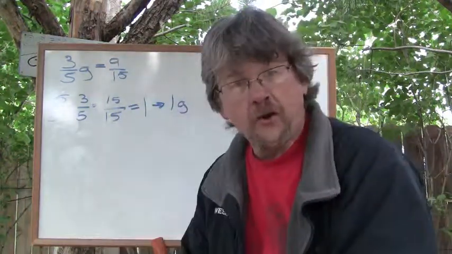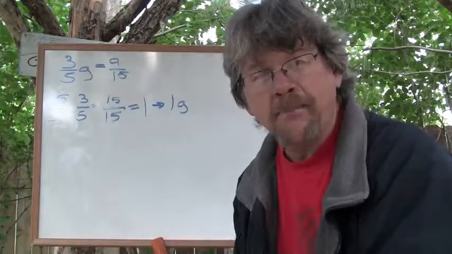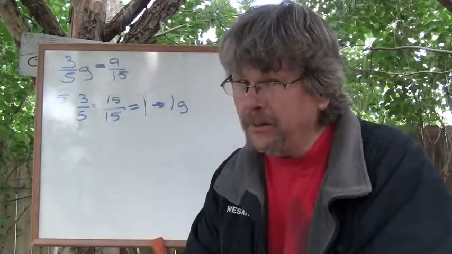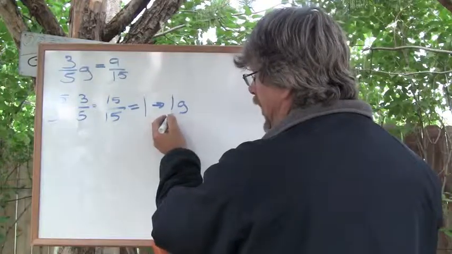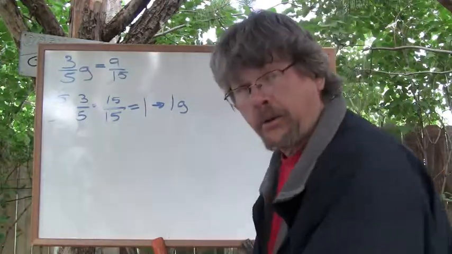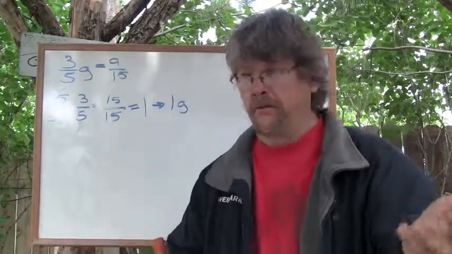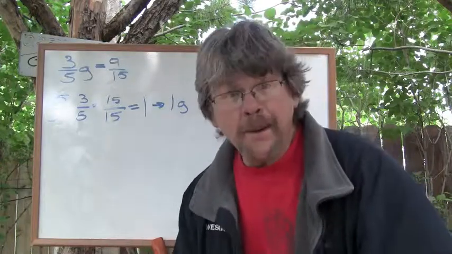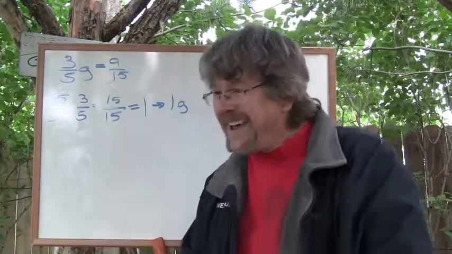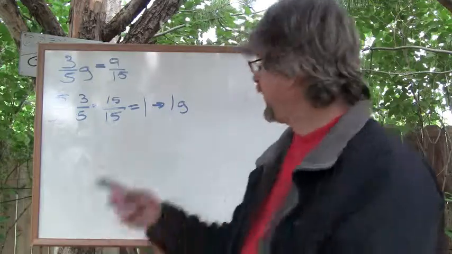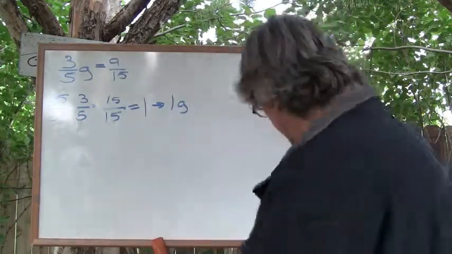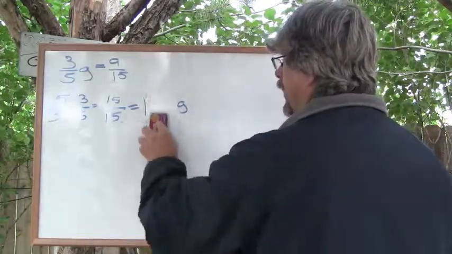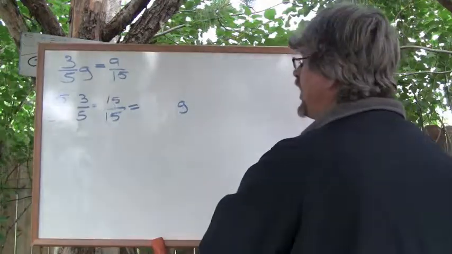So we just drop the 1. Any number, any variable that is multiplied by 1 is simply that variable. Try it. What's 4 times 1? 4. What's 88 times 1? 88. What's x times 1? X. What's g times 1? G. So now we have g.